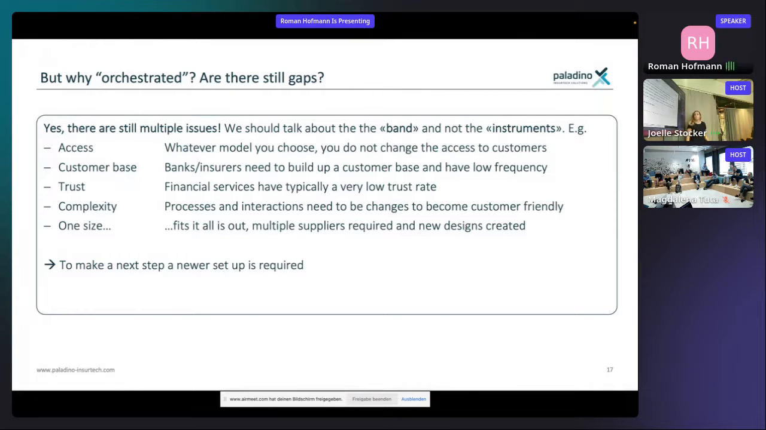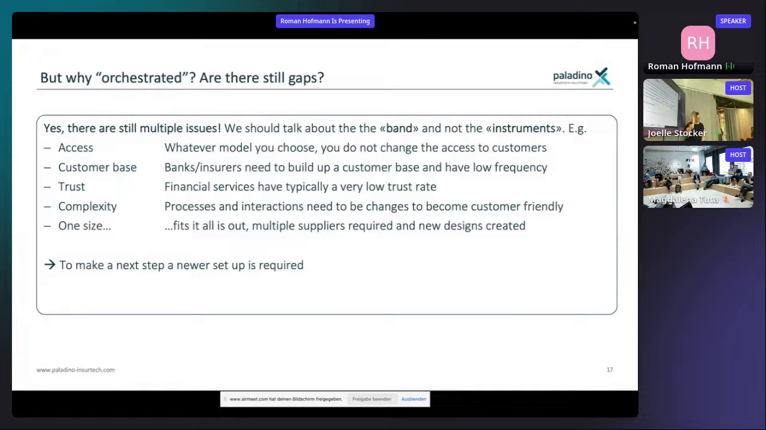We still have a trust issue in the embedded model. Because you can take whatever bank or whatever insurance company, the trust factor is still around 30% and not 92 as legal. The complexity is still high because you still get the products and the processes as you had before, and normally it's still one size fits all.